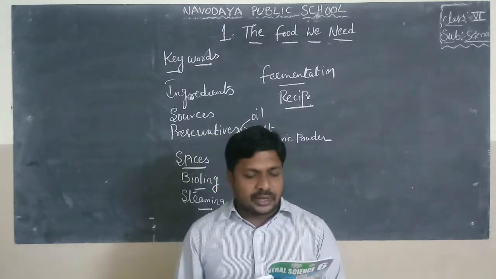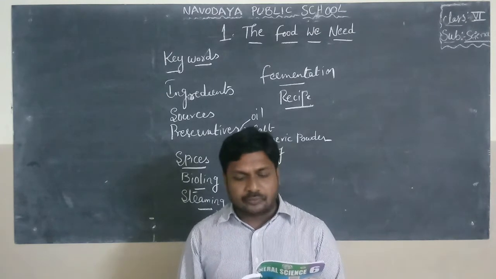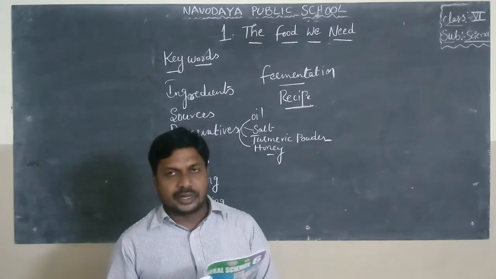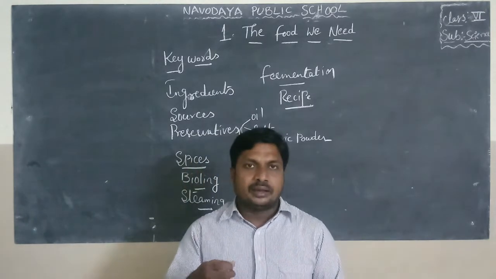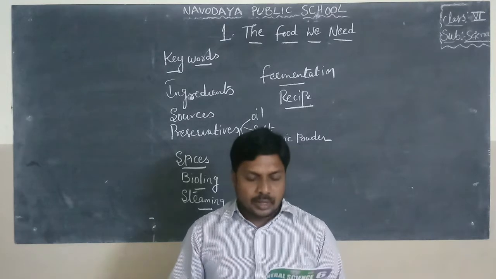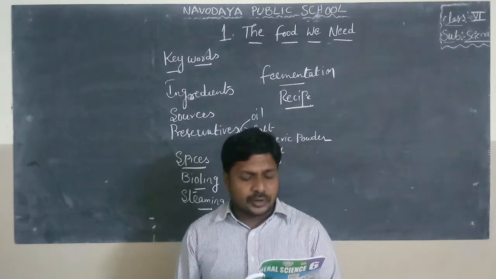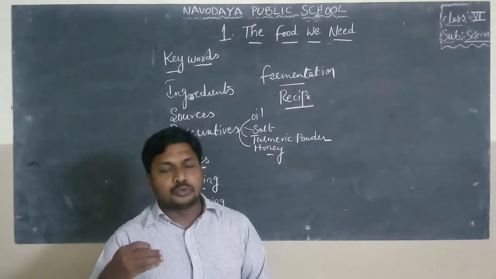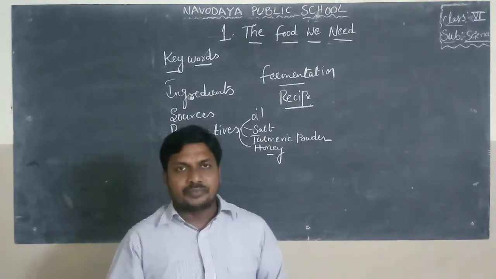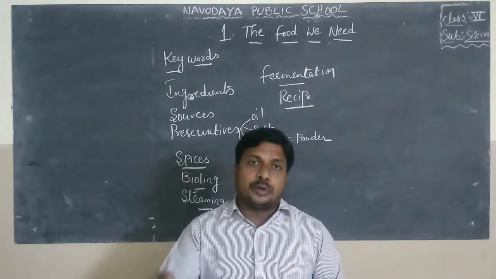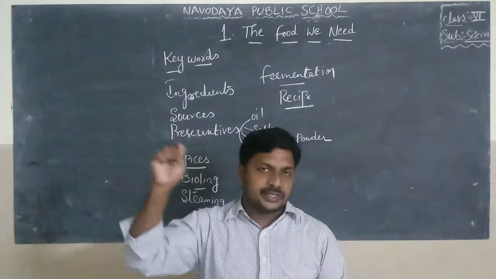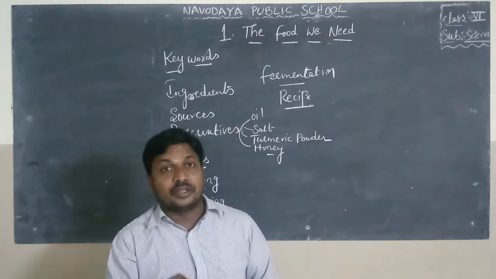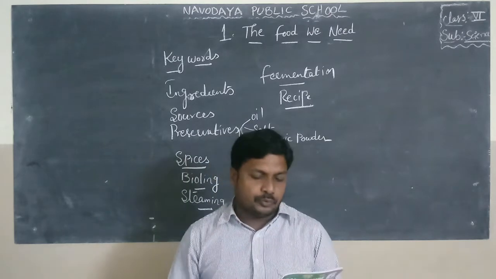Next point, some food ingredients like water and salt are obtained from other sources. Salt is obtained from seawater. We know that salt is very useful to add taste to food. Next, the taste of food is based on its ingredients and method of preparation. Different ingredients are used to prepare different food items. The ingredients which we add make the food tasty. That's why the taste of food depends on the types of ingredients added.